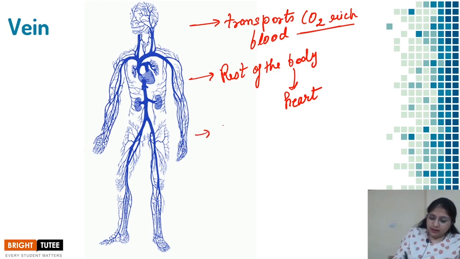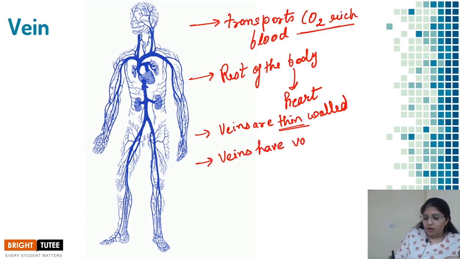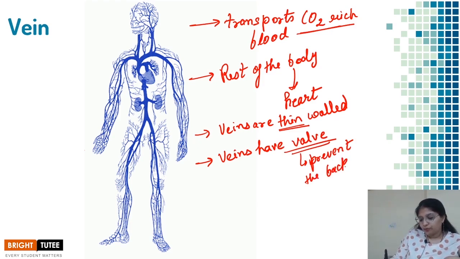Now, apart from that, veins are comparatively thin-walled. When you compare the veins and arteries, you will find that veins are comparatively thin. Arteries, on the other hand, have a thick wall. Apart from that, veins have valves. Now, these valves are the ones which prevent the backflow of blood, right?